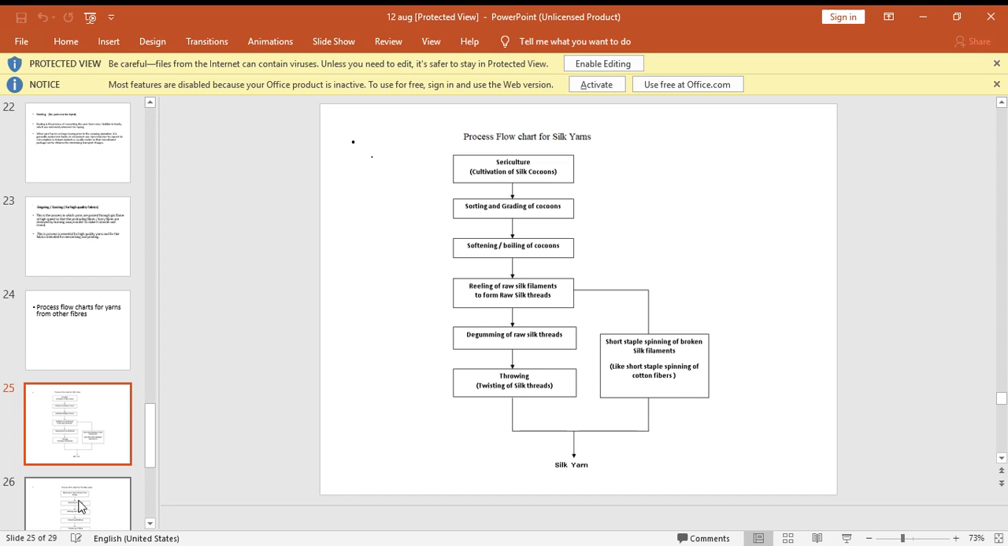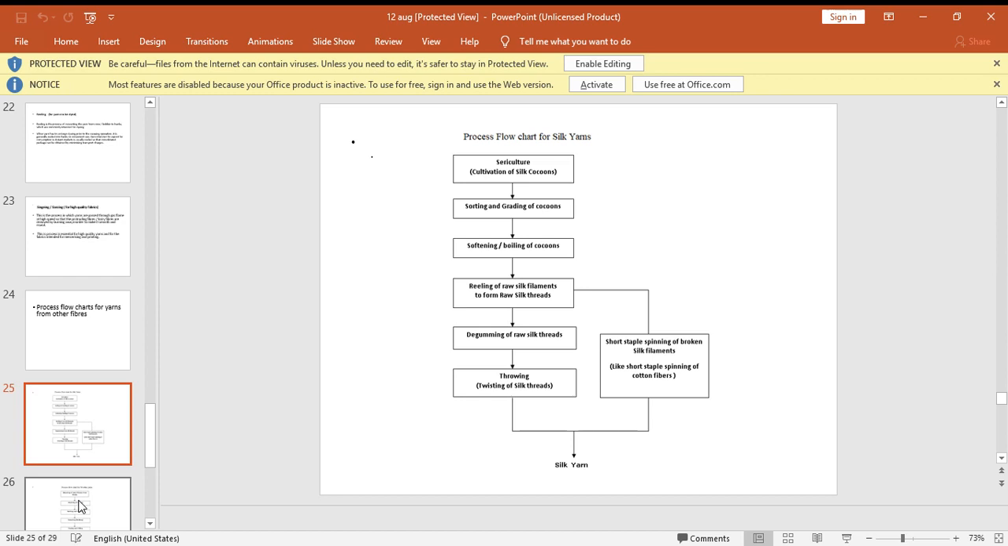Then, from that, it goes to softening and boiling of cocoons. Then, reeling of raw silk filaments to form raw silk threads. Then, degumming of raw silk threads. Then, throwing, that is, twisting of silk threads, and finally we get silk yarn.